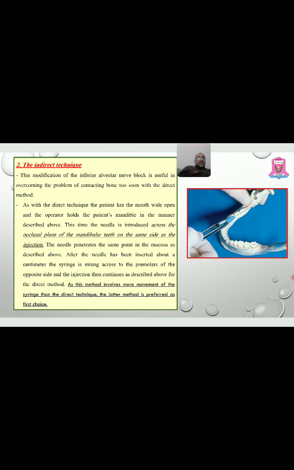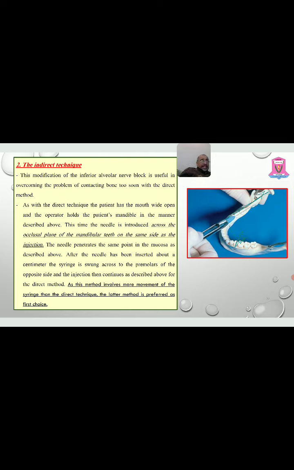The needle penetrates the same point in the mucosa as described previously, and after the needle has been inserted about a centimeter, the syringe is swung across to the premolars of the opposite side. يعني أنت تدخل النيدل same البارامتر إنه أنت 6 إلى 10 مليمتر vertically above posterior mandibular teeth، تدخلها هنا. الفكرة إنه النيدل تدخل in the same side to be anesthetized. تدخل النيدل حدود سنتيمتر واحد، بعدين تفر النيدل to the opposite side، تجيبها هنا opposite side of the two premolar teeth. And the injection then continues as described above in the direct method.